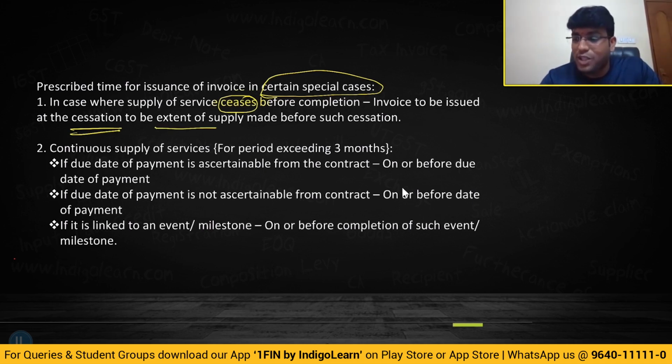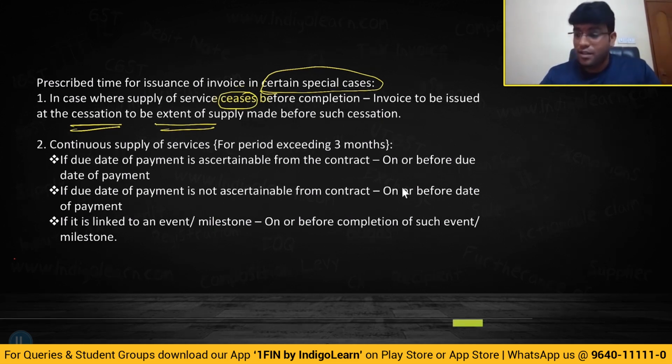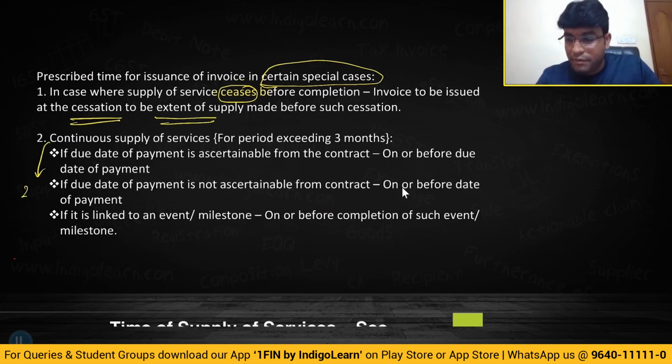To the extent of supply made before such cessation, he will give invoice. Next, continuous supply of service. Sir, this word continuous supply of service is actually defined by section 233.